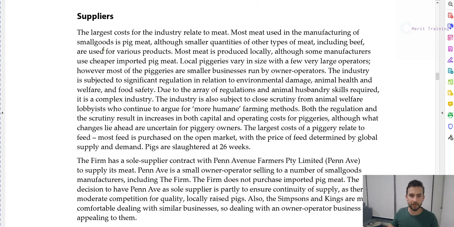Okay, suppliers. So the largest costs of the industry relate to meat. Most meat used in the manufacturing of small goods. So I'll just copy that.